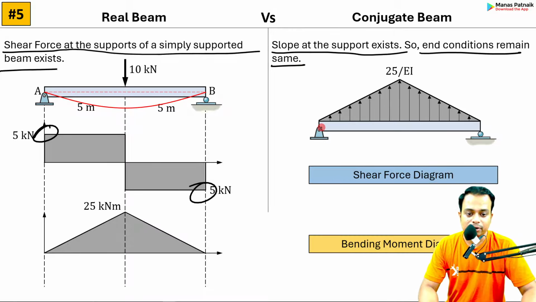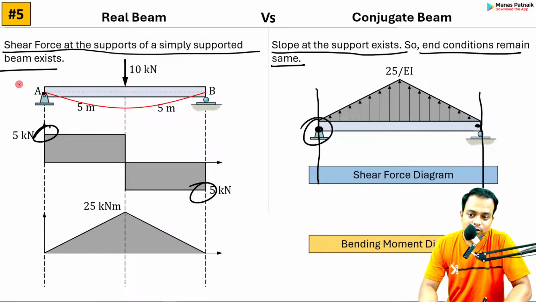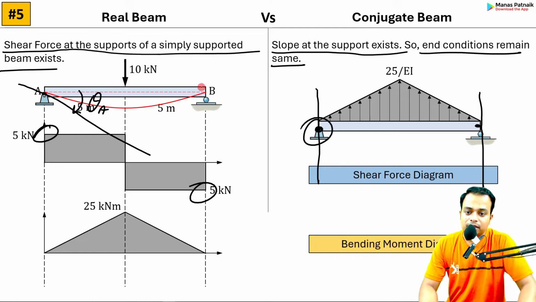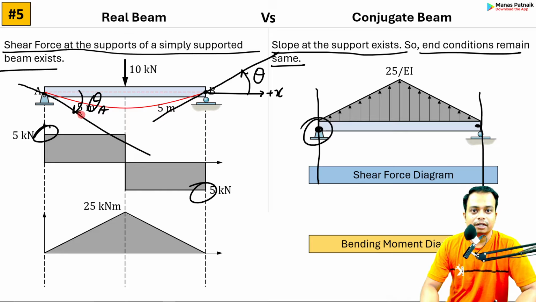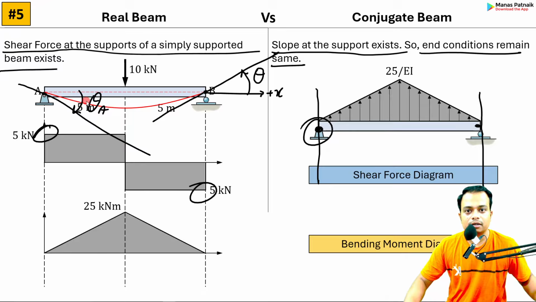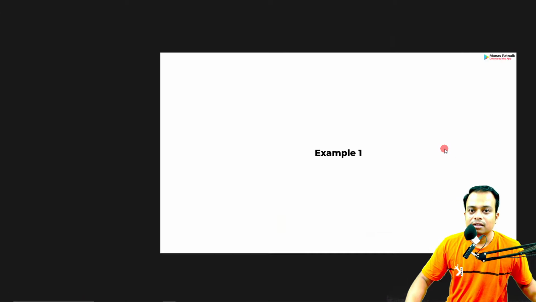Here also if you try to calculate, there is going to be some non-zero value of shear force at this point and some non-zero value of shear force at this point. Why? Because there is going to be some slope over here. This is a negative slope. There is going to be some slope over here also. This is going to be a positive slope. Clock, anti-clock, positive, clock, negative. I hope you got the point. Now it is time to move towards solving the problem.